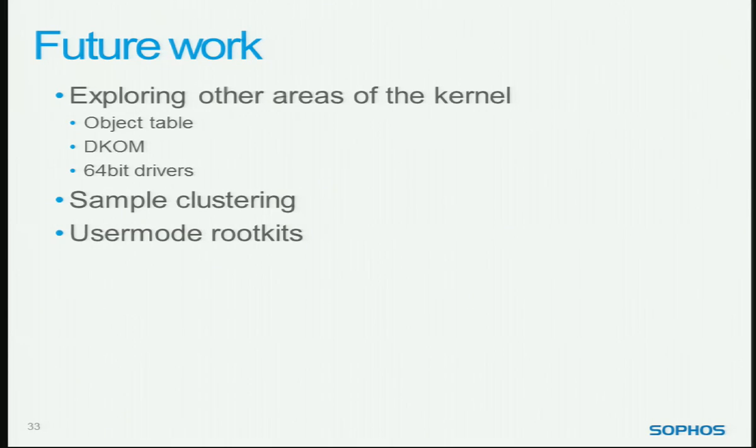We're also going to look at sample clustering, more intelligent signatures. Since we're running Cuckoo signatures, we can use information from several places. So we can use, for example, the kernel memory changes in addition to network activity, in addition to user mode activity, and put that all together into more intelligent clustering. And finally, user mode rootkits, your traditional IAT, DLL injection stuff.